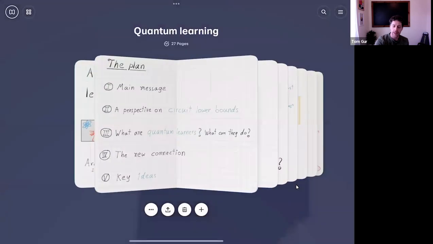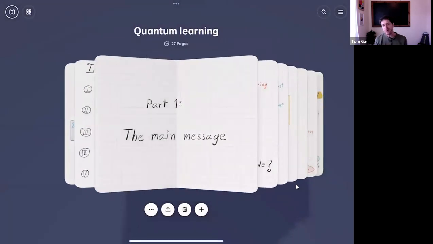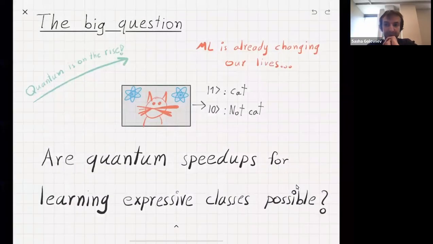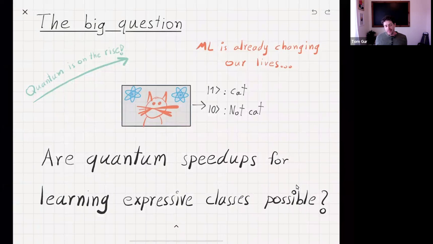Okay, so let's start with part 1, the main message. For me, this is the most important part of the talk. I think there is an important goal here, and hopefully I can get some people interested in pursuing this vision. So what are we doing and why? I want to start with the big question, which is also the title of this talk.